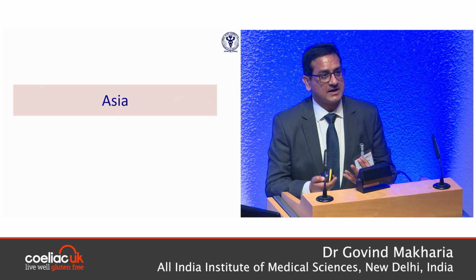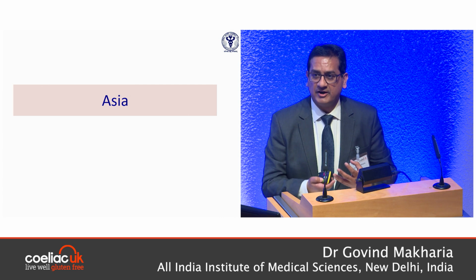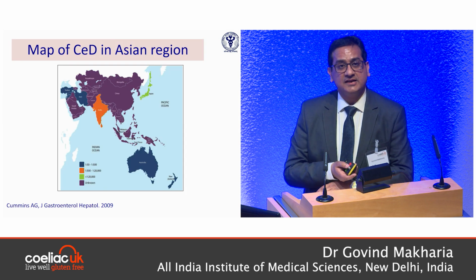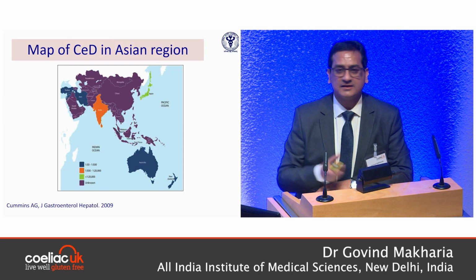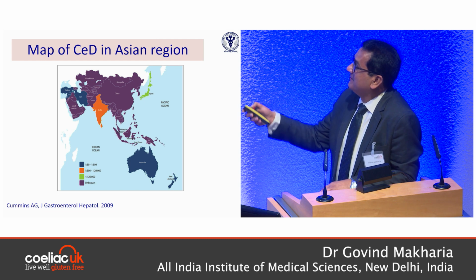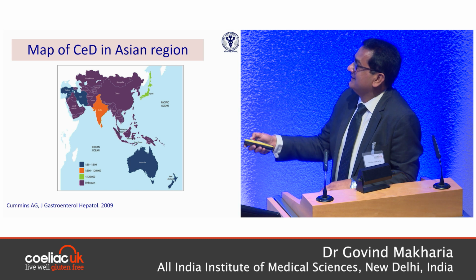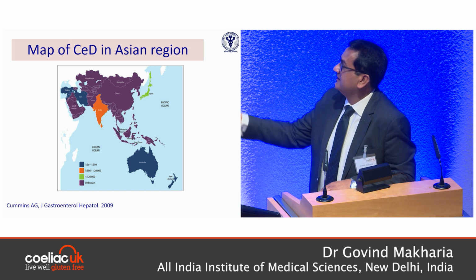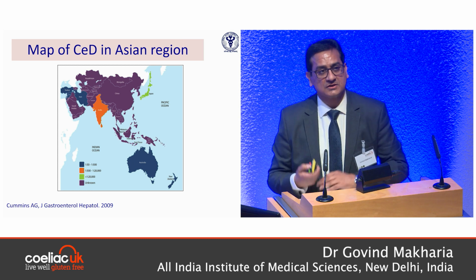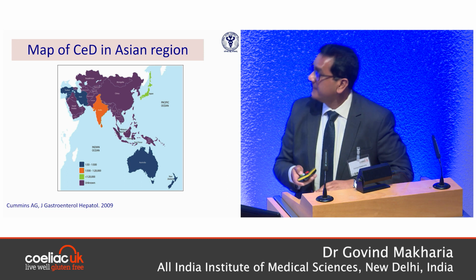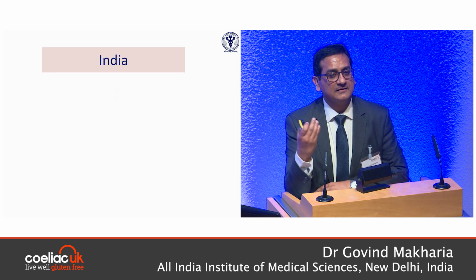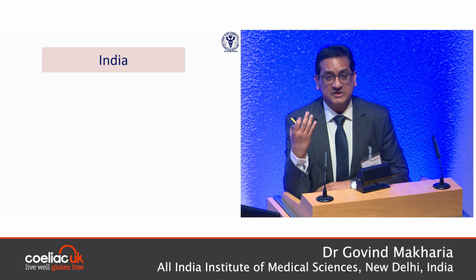Now coming to Asia. In Asia, celiac disease was thought to be very, very uncommon. And this is the map of celiac disease in Asia, published in 2009. And you find that in most places, you find this brown and purple, that's unknown, except for Australia. But in the majority of Asia, celiac was really not known.